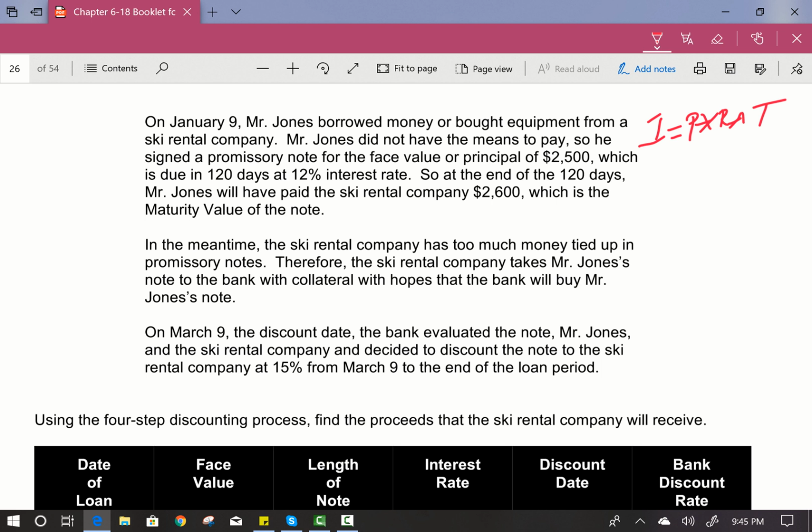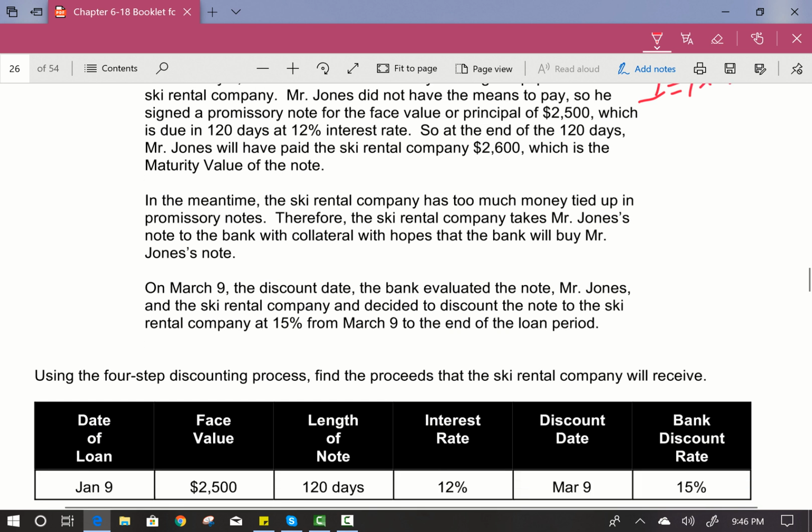In the meantime, the ski rental company has too much money tied up in promissory notes. Therefore, the ski rental company takes Mr. Jones's note to the bank with collateral with hopes that the bank will buy Mr. Jones's note. On March 9, the discount date, the bank evaluated the note, evaluated Mr. Jones and the ski rental company, and decided to discount the note to the ski rental company at 15%. From March 9th to the end of the loan. So now, using that 4-step process, we're going to find the proceeds that the ski rental company will receive.